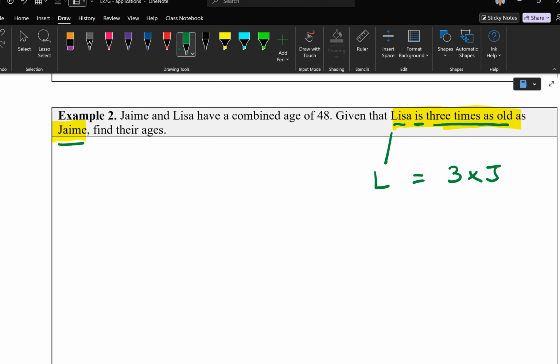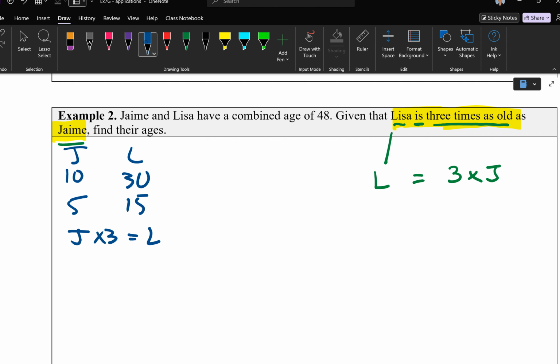And you can see that if Jamie was 10, how old would Lisa be? 30, because we said 3 times as old. So Lisa is 3 times as old as whatever Jamie is. So Lisa is 3 times whatever 10 is. So if Jamie was 5, Lisa would be 15. But to model that, it's just whatever J is, you times it by 3. So that's what I did there. I said whatever J was, times it by 3, and it should give you Lisa.